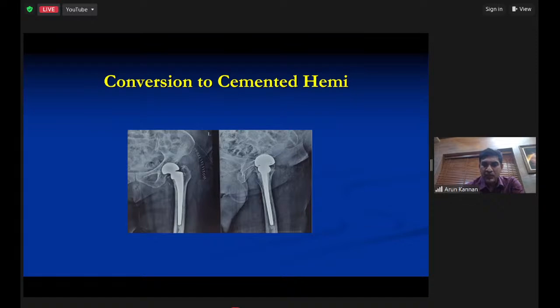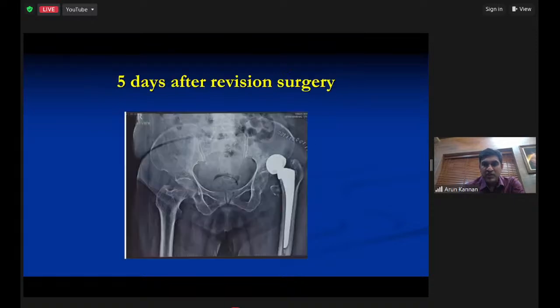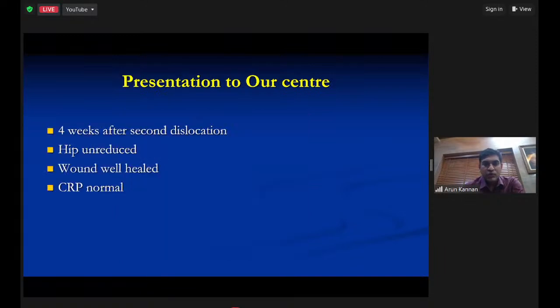I think the point to note here is that the offset has not been restored. It looks like a very short offset for this lady. She again dislocated 5 days after the revision surgery. She was like this for a few weeks and then presented to us. 4 weeks after the second dislocation, the hip was unreduced, the wound was okay, and CRP was normal.